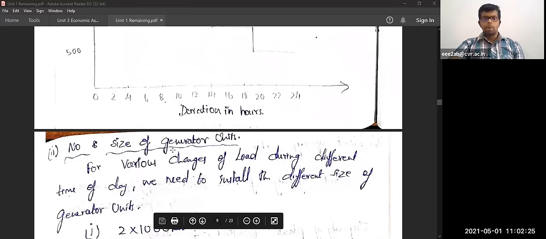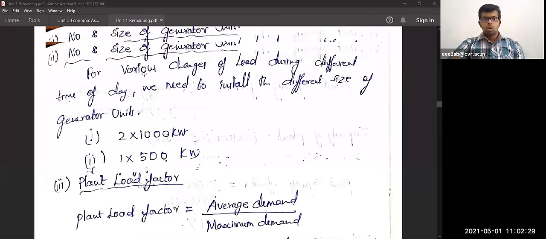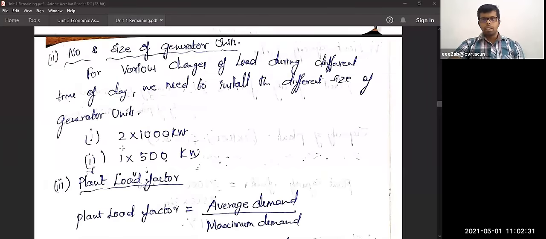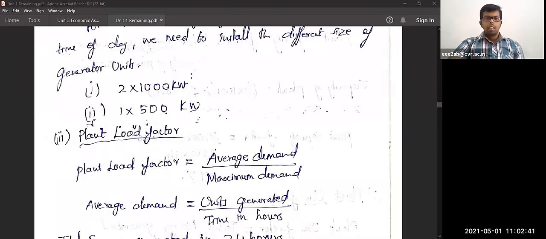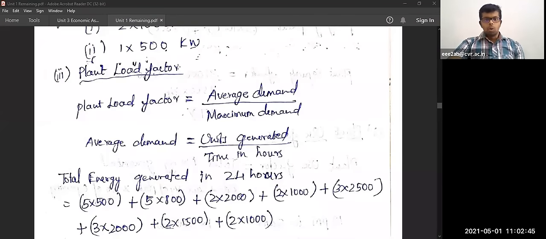So next is number and size of generating units. So this is 2500 megawatt, sometimes given in the problem itself. So now we have calculated, and the problem itself will give it here, so you need not worry about that. So next is plant load factor.